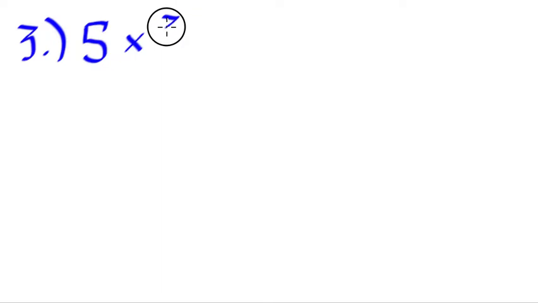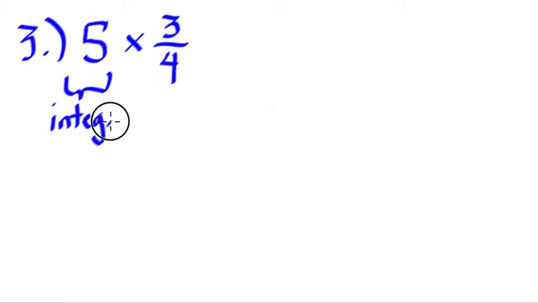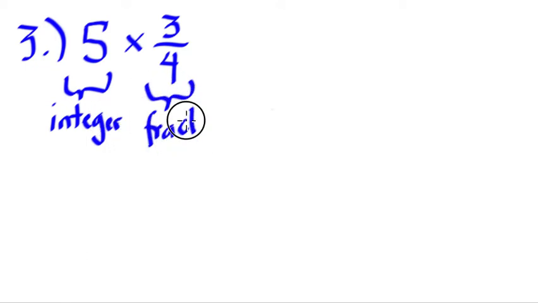For number 3, what we have is directly a whole number multiplied to a fraction. A whole number multiplied to a fraction. This is a whole number, or shall we say an integer, and here, this is a fraction. Clearly, we can see an integer times a fraction.